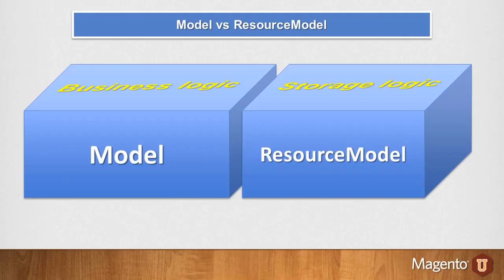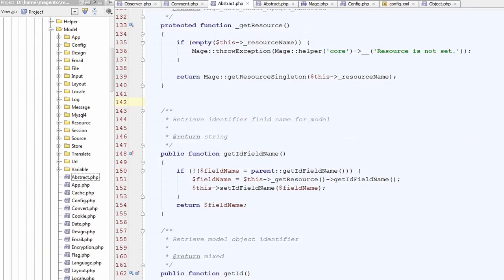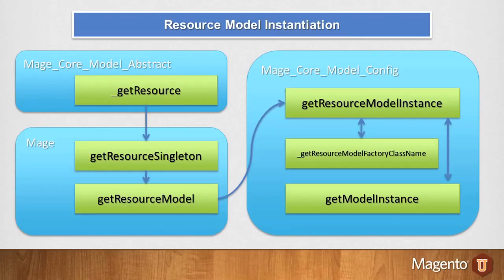Which class name will the system use for the resource model? As you remember, all the model object knows about the resource model is the identifier checkoutComments/comment. And the system calls the static method getResourceSingleton with the value. See line 139. Tracing this thread, we come to the getResourceSingleton and getResourceModel methods of the Mage class. After that, go through the getResourceModel instance, getResourceModel factory class name, and getModel instance methods of the Mage core model config class.